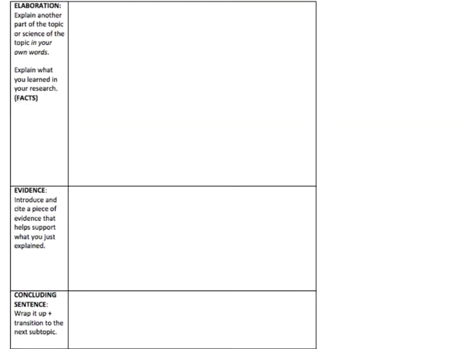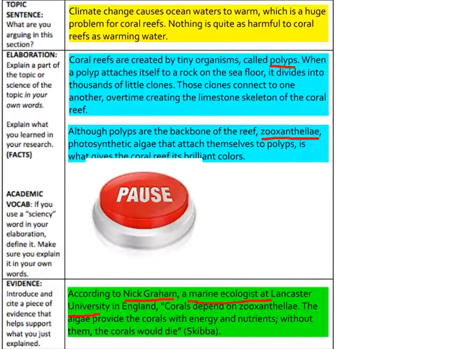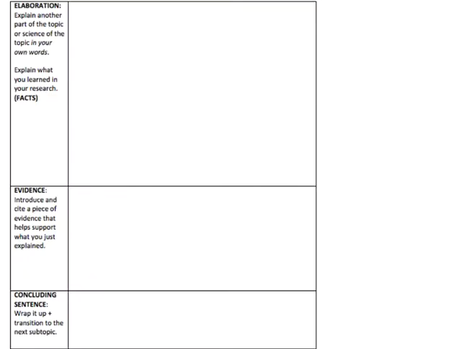So let's keep going. This is going to be my second section of elaboration. In my first section, I told you why those photosynthetic algae, the zooxanthellae, were so important to the coral reefs, to the coral polyps. So now I'm going to tell you what happens when the water is warm, how the coral polyps are actually going to spit out those photosynthetic algae.